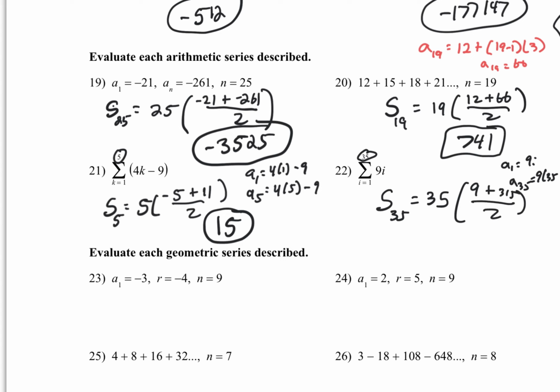You're going to divide that by 2. So 315 plus 9 equals, divided by 2 times 35, 5,670.